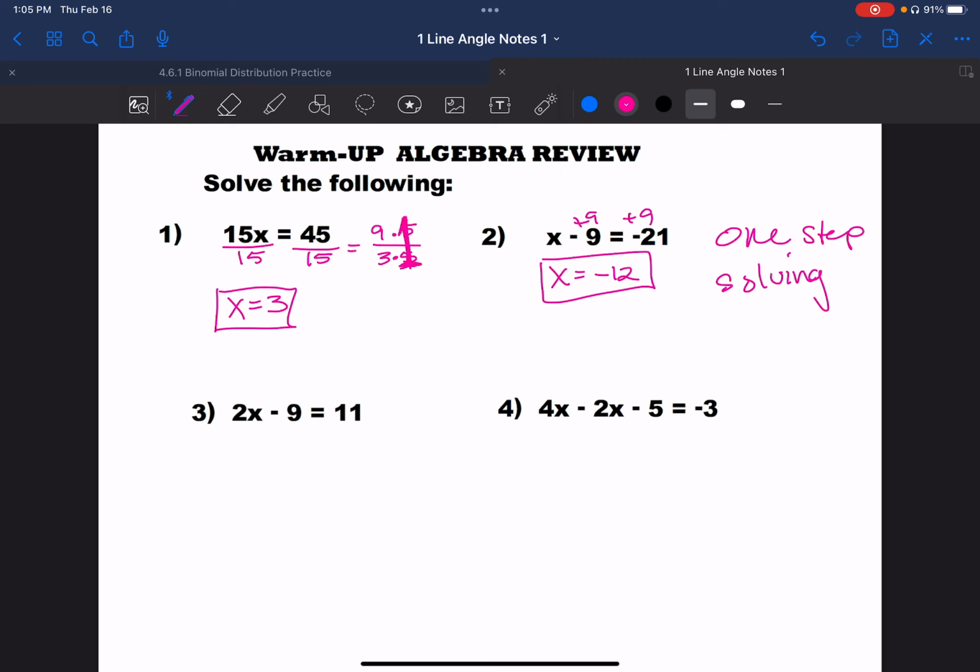Then we've got this one over here. This is our beginning of 2 steps. So we add our 9 to both sides. 2x equals 20. Divide by 2. And we get x equals 10.